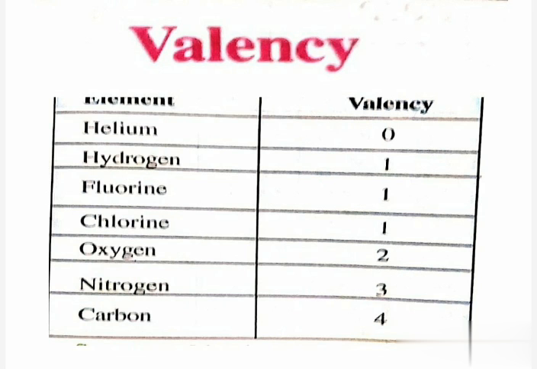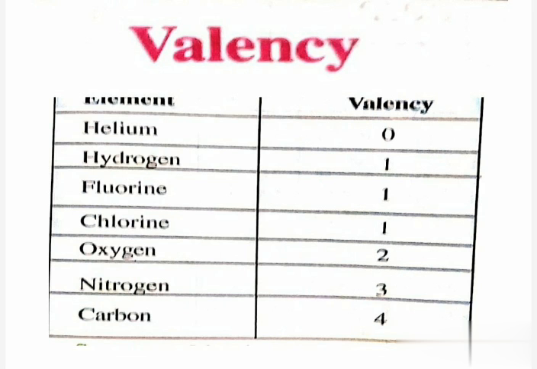Why are some elements monoatomic? Why do some elements form diatomic or triatomic molecules? Why do elements have different atomicities? To understand the atomicities of the molecules of elements and compounds, we need to understand the concept of valency. So what is valency? We will discuss it.